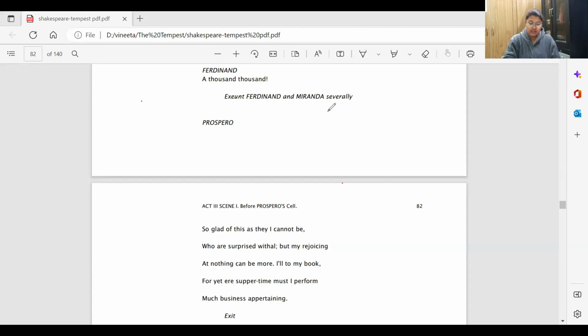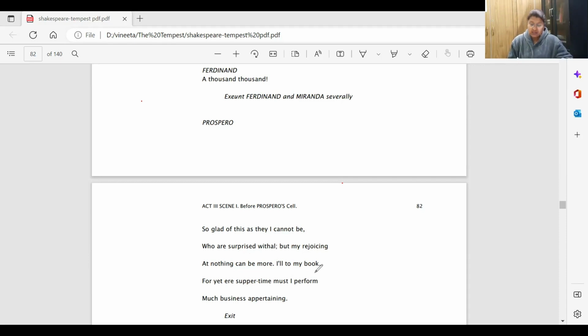Now, Prospero, who is there at that moment, says, so glad of this as they, I cannot be. I cannot be as glad of this meeting as they are, who are surprised with it, because I am very surprised with it. I cannot be as happy as these lovers are because I am more surprised than being happy. But my rejoicing at nothing can be more. But even my rejoicing, my happiness cannot be anything more than this. This is what actually Prospero also wanted. All right. So he is happy, but more than happy, he is being surprised here.